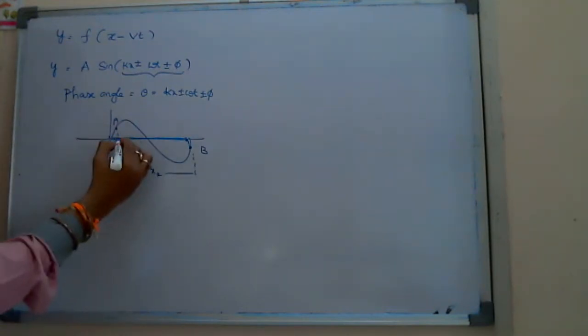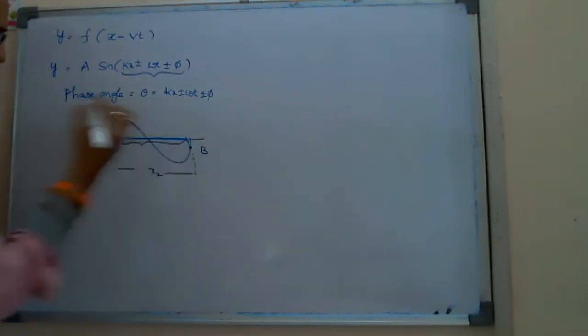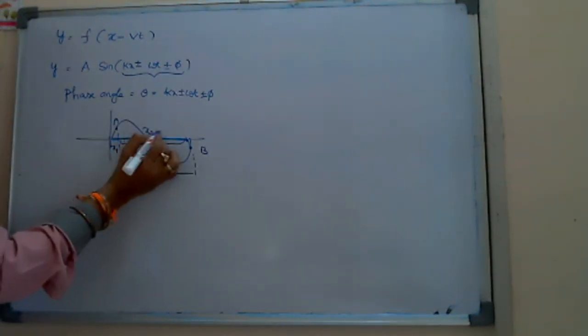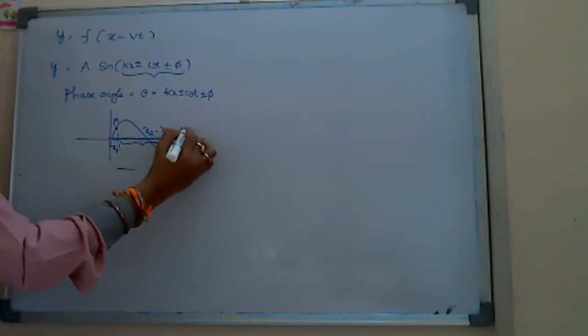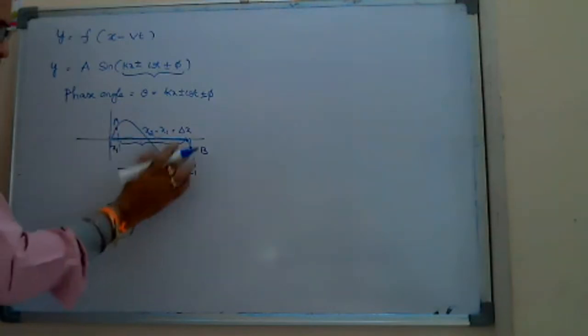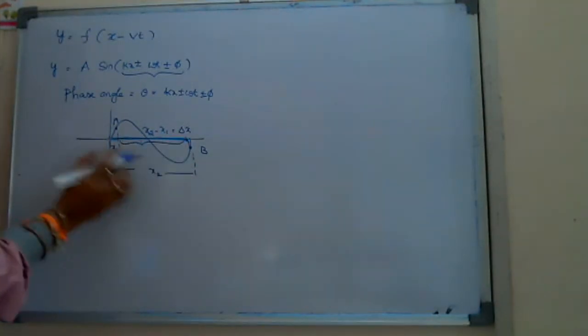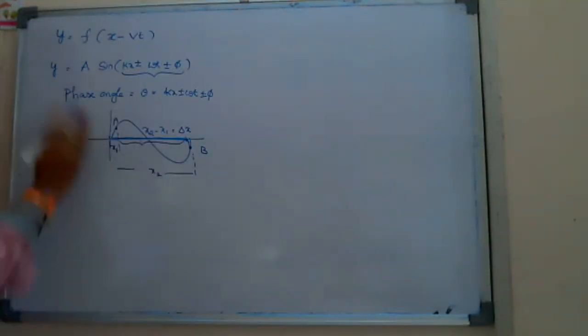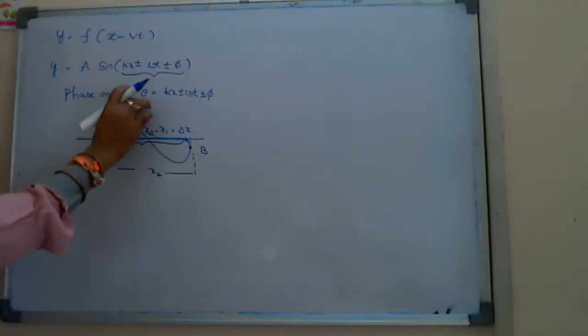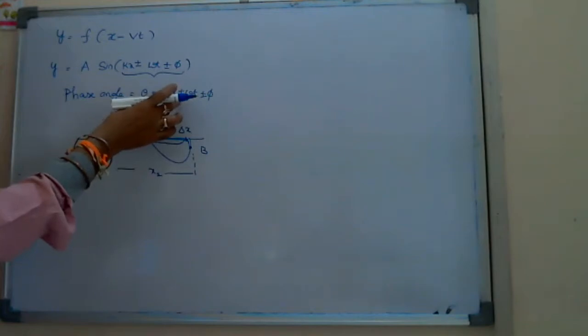If you take the difference, this part gives the path difference between the two, which is x2 minus x1. We represent it with delta x or dx, that is your choice. If you know the path difference between the two, what will be the phase angle difference between the two? Basically, he is asking for the relation between phase angle and x.